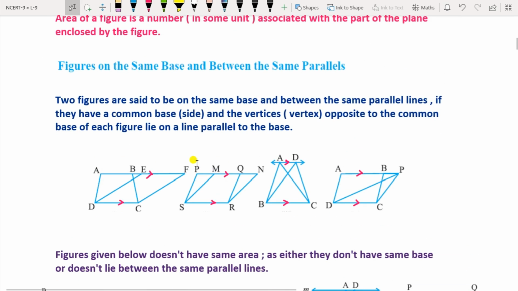Now, figures on the same base and between the same parallel lines. Two figures are said to be on the same base and between the same parallel lines if they have a common base, that is a side, and the vertex opposite to the common base of each figure lies on a line parallel to the base.